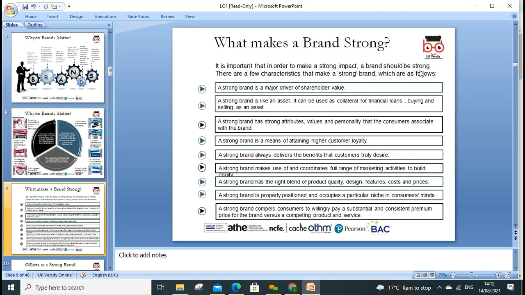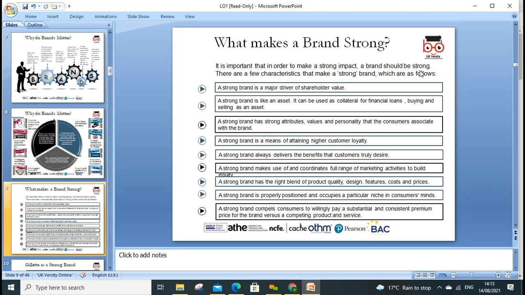So what makes brands strong? How can we make brands strong? Think about Unilever, Apple, Dove, Johnson and Johnson, and various other companies' brands, L'Oreal, brands for sport. It is important that to make a strong impact, the brand should be strong. A few characteristics: a strong brand is a major driver of shareholder value. A strong brand is like an asset. If Nike goes to the bank, the bank manager is not going to refuse it, because it is such a powerful, strong brand.